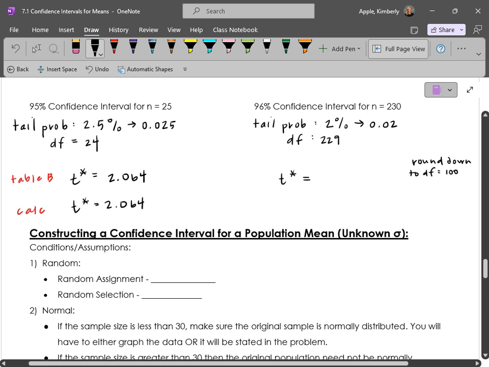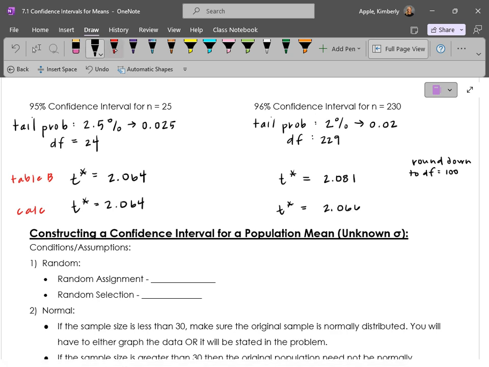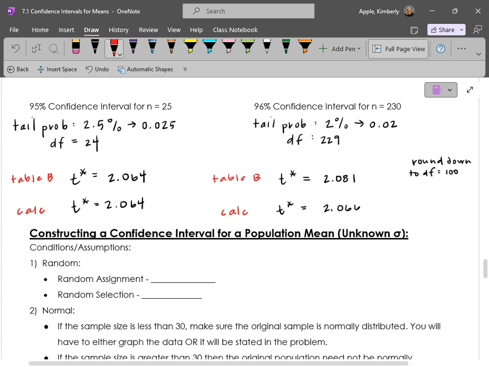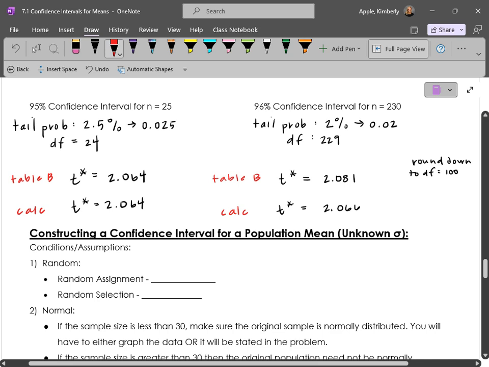And so what that's going to look like is from the table, you're going to get 2.081. Now from the calculator, you'll be able to use the exact degrees of freedom and you'll obtain 2.066. You'll be able to answer any question on the AP exam using either. But as you can see, your answers will be slightly different. So it's important that if you're using table B, you recognize that you're not going to be able to get an exact probability or critical value. Okay, just so you know. All right, so this is calculating the appropriate T stars.